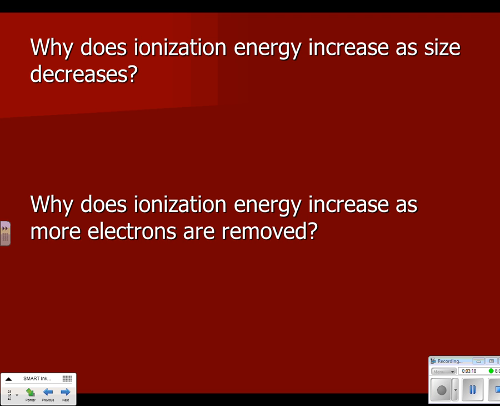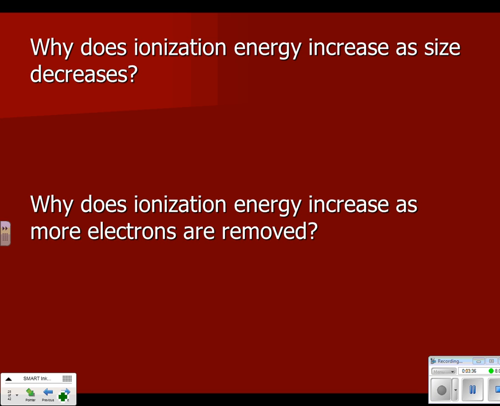So, a couple of questions. Why does ionization energy increase as size decreases? Because it's the opposite trend. Atomic radius increases as you go towards francium, down and to the left. So ionization energy increases. It's harder to remove electrons as the atoms get smaller.